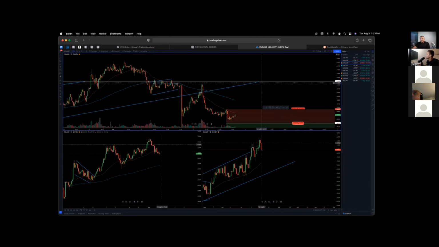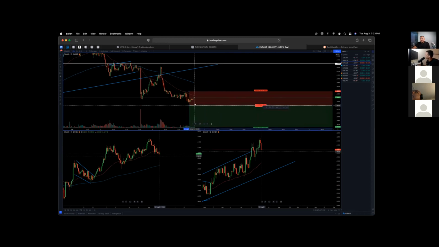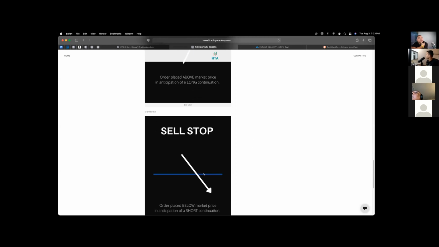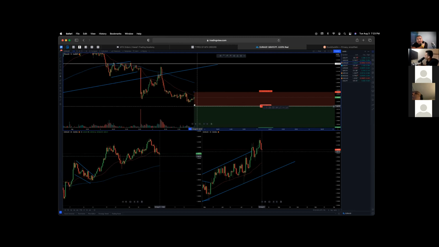All right, cool. So this is an entry order, and what kind of entry order? It's a sell stop. So a sell stop, we'll go back here. It's this right here. This is exactly what I'm looking for in the market. Order placed below market price in anticipation of a short continuation. So I place the entry order here below price. Price is up here currently.